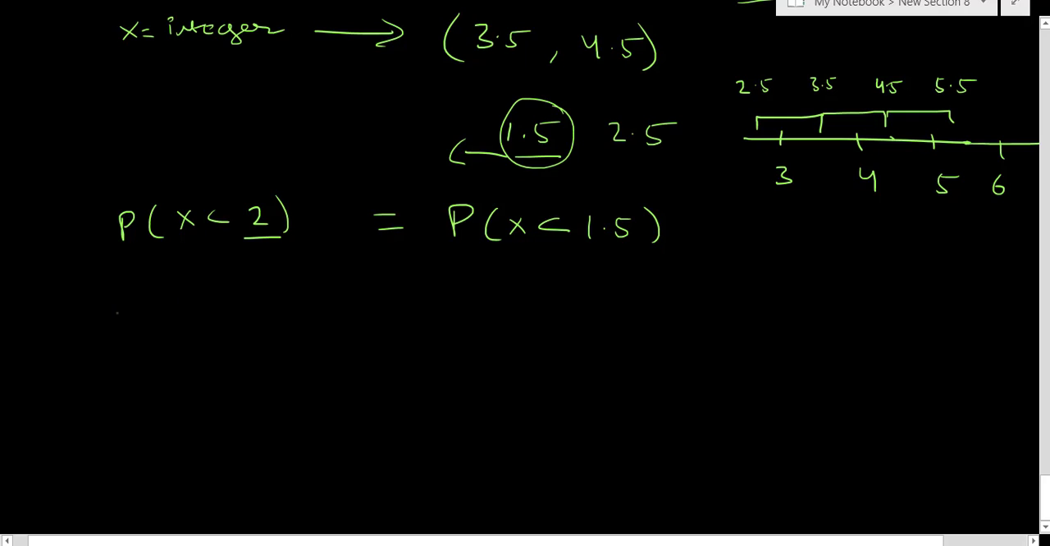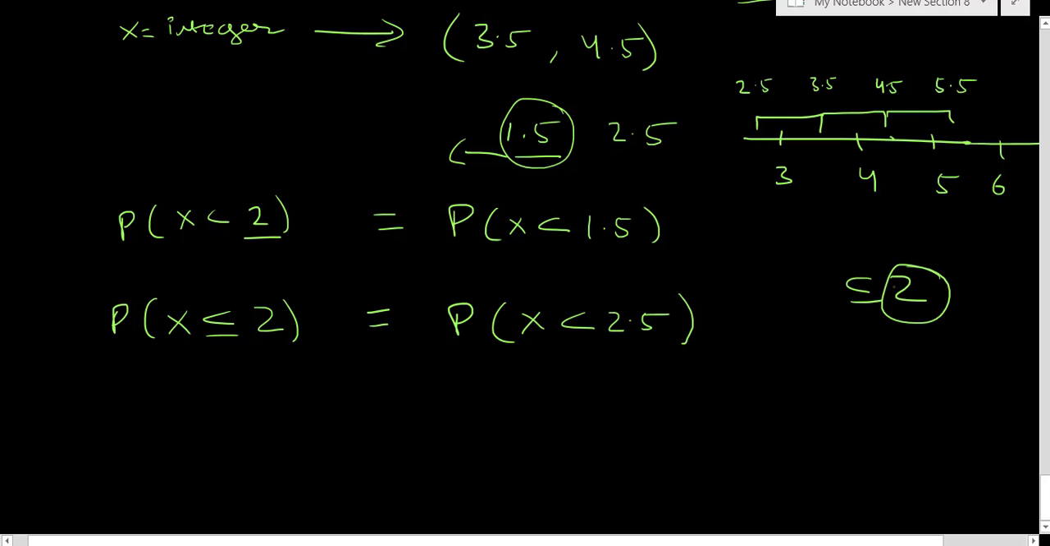Taking another example, if I want the probability that x is less than or equal to 2, now I want to include 2 in this segment, so I want 2 included. So this would be the same as the probability that x is less than 2.5, because now I want all the values less than and equal to 2. So I would take the entire range up to the last value of 2, that is 2.5.